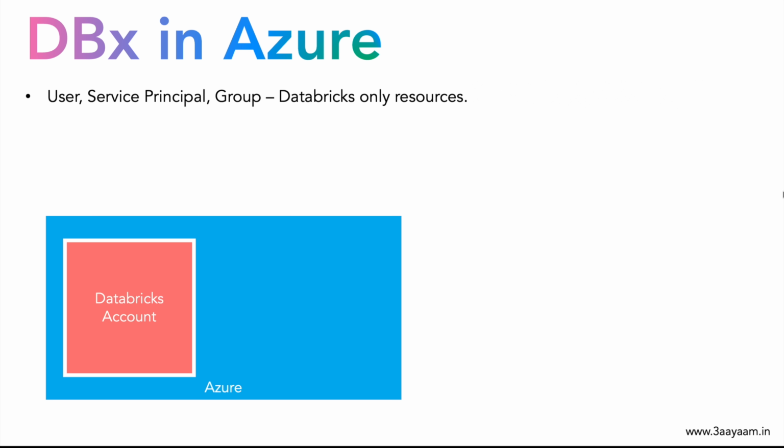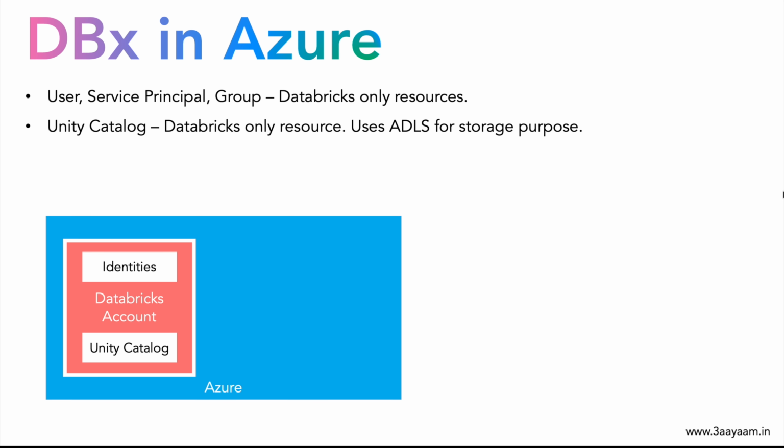The users, service principals, groups, meaning all the identities that I talked about in the previous slide, are Databricks only resources, meaning that the identities, the Unity catalogs, etc., are created inside of the Databricks account. Same is the case with Unity catalog, which is a Databricks only resource. Even though under the hood, Unity catalog uses blob storage or ADLS for storage purposes, we will not be able to see that using the Azure portal because this is a Databricks only resource.